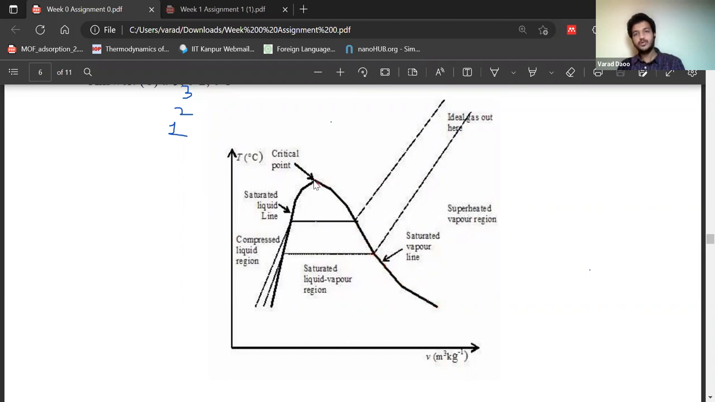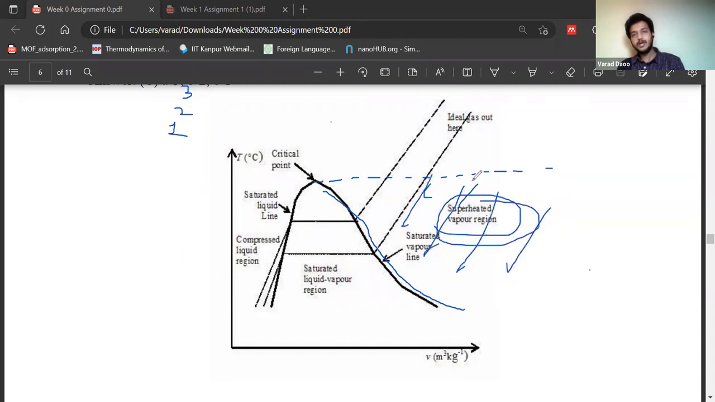So there are two ways. So below, if you draw a line like this, okay, this is the boundary between these two. So anything to the right of this line and below this line, this region is the superheated vapor region, and the region above it is the fluid region. Okay, ideal gas out. So from this also we can say that this is the saturated liquid, liquid plus vapor, and this is only vapor. Okay. So anybody has any question?